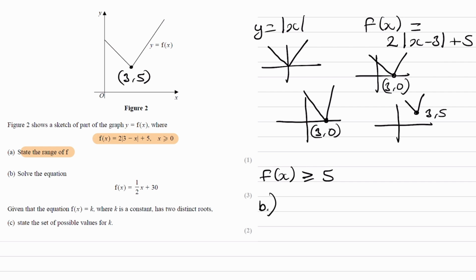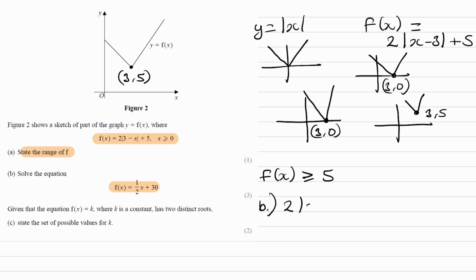Solve the equation f of x is equal to a half x plus 30. So one thing to bear in mind for this question is that we are not redefining what f of x is. F of x is defined over here. F of x is set to be equal to 2 lots of this stuff. What's happening here is this f of x is used as a placeholder for this function over here. So this is basically saying 2 lots of the modulus of 3 minus x plus 5, or f of x. So this thing here is equal to a half x plus 30. So that's what that equation is saying.